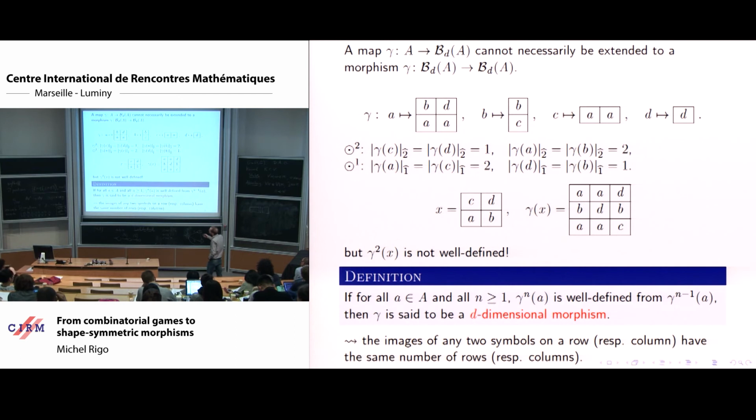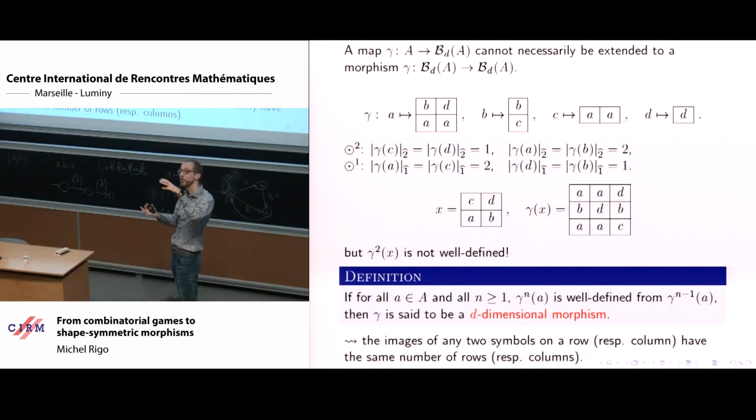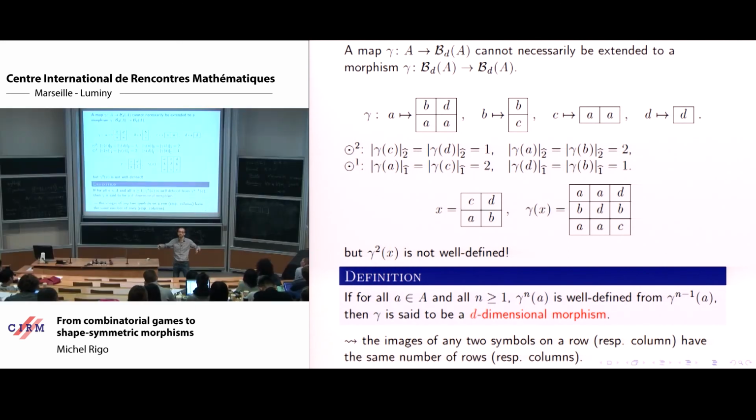And if you have a map from an alphabet to some bounded pictures like that, so you have rectangles of various dimensions, it's not always the case that you will get a morphism. I would like to have a morphism to be able to iterate the process and do the same again and again, to have bigger and bigger blocks and apply the morphism iteratively.